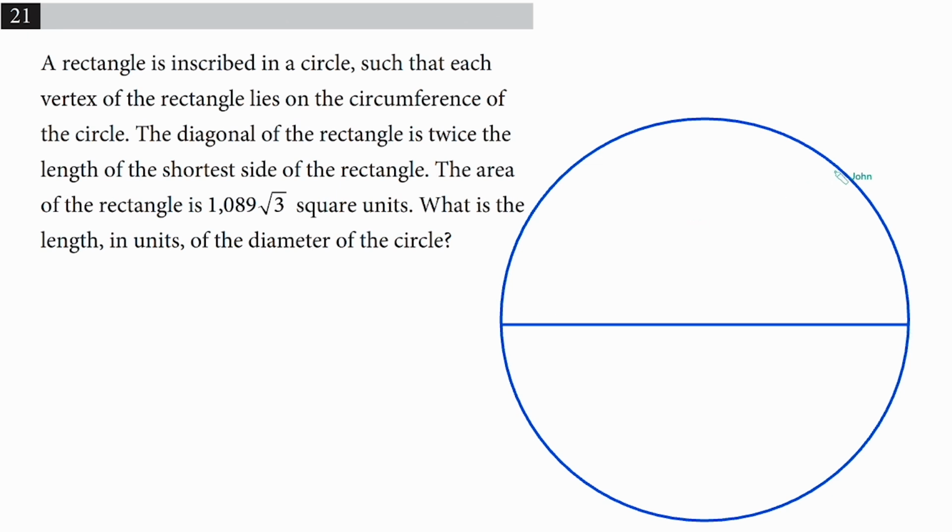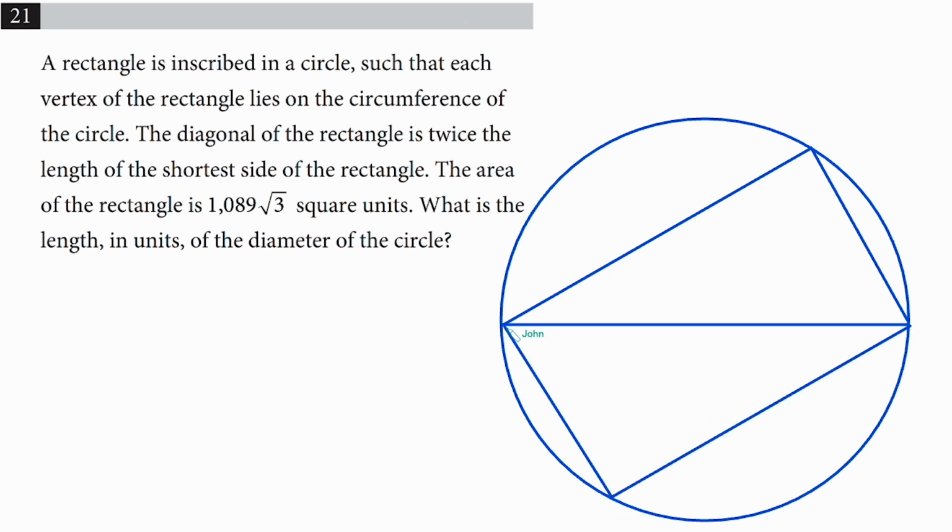A rectangle is inscribed in a circle such that each vertex of the rectangle lies on the circumference of the circle. The diagonal of the rectangle is twice the length of the shortest side of the rectangle. The area of the rectangle is 1089√3 square units. What is the length in units of the diameter of the circle?